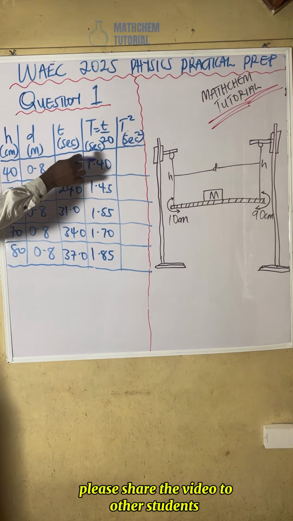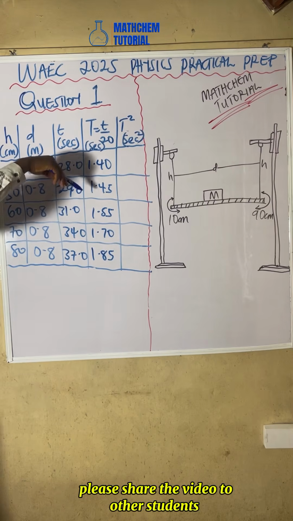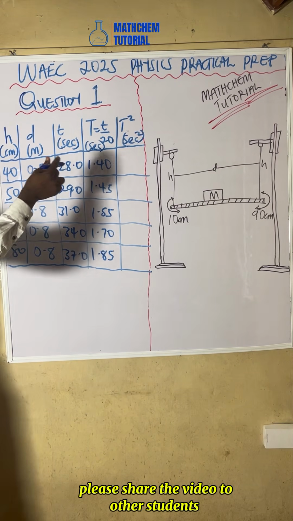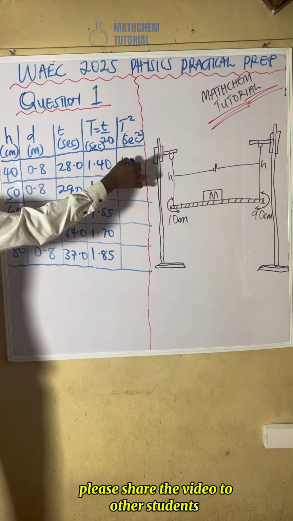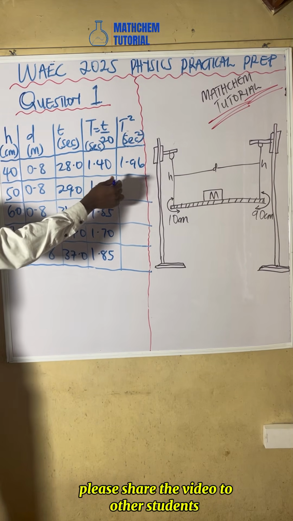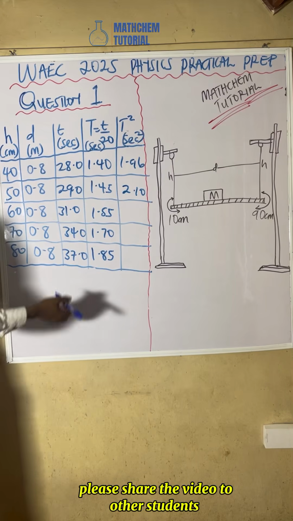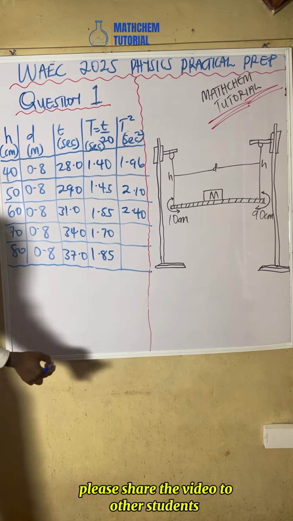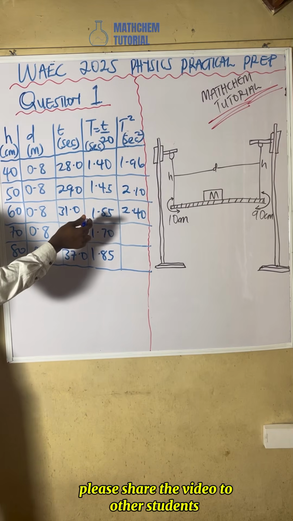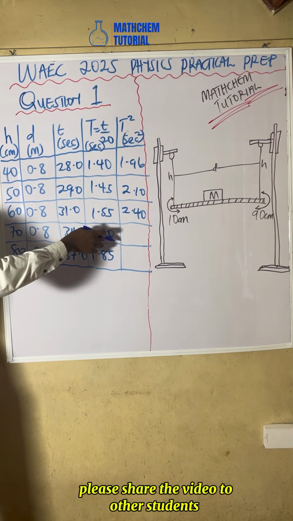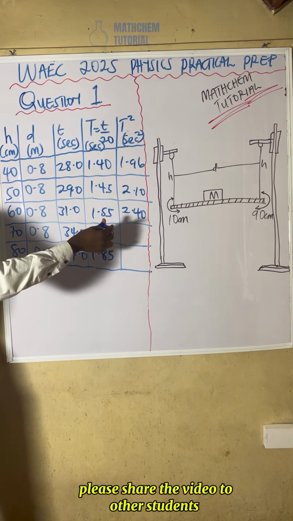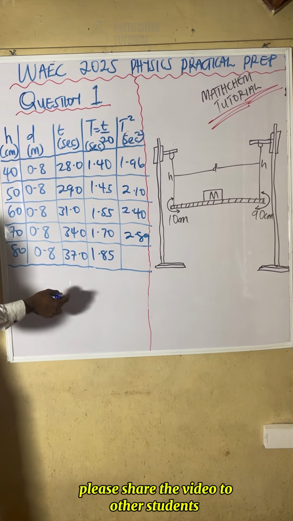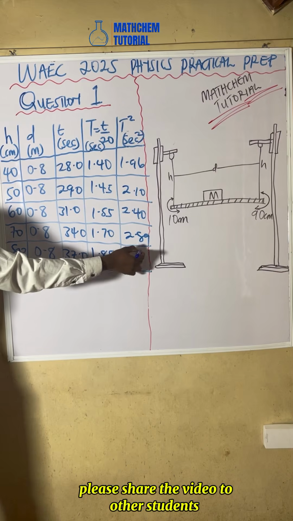If you find the square of these capital letter T values, that's going to be 1.40 times 1.40, that will give us 1.96. Then the square of 1.45 is going to be 2.10. And also the square of 1.55 will give us 2.40. The same thing with the square of 1.70 is actually going to give us 2.89. And the square of 1.85 will give us 3.42.